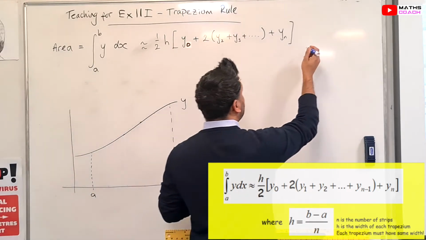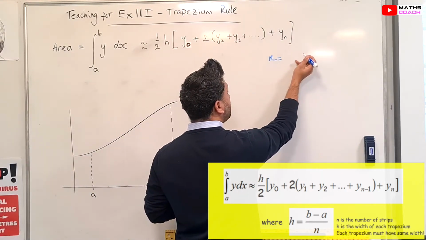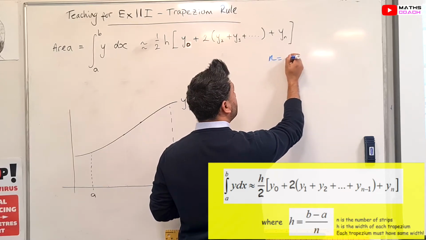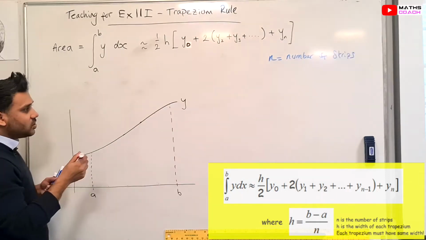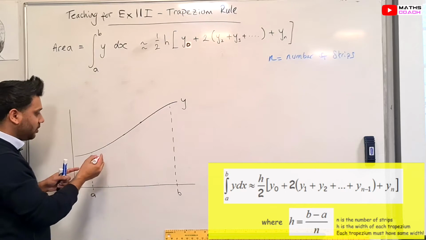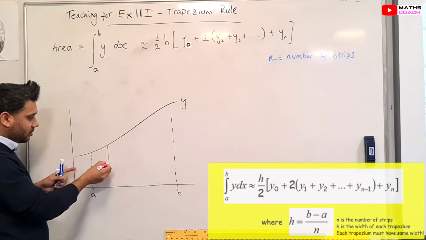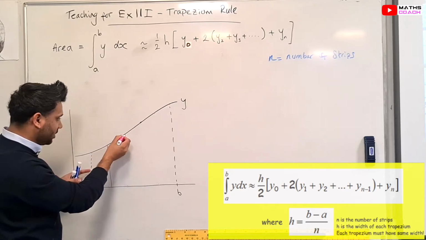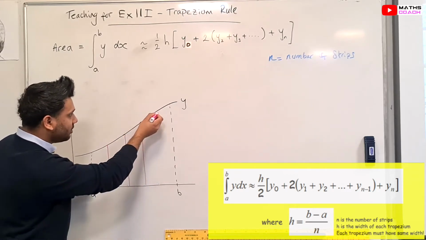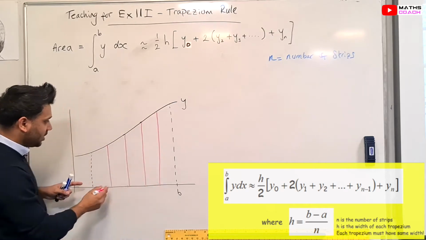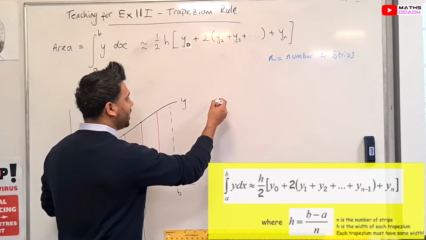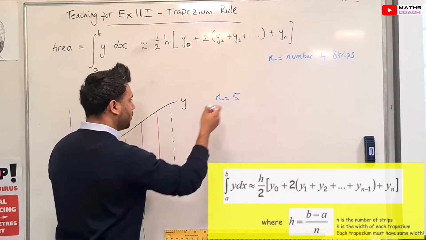The n stands for the number of strips, in other words, we need to know how many trapeziums we have in our calculation. What we need to do is split this section up into trapeziums of equal width. So if I try to split this up into equal widths, again it's not perfectly done, I'm just doing it by hand. Let's say that we have 1, 2, 3, 4, 5 trapeziums here, so n would be equal to 5.